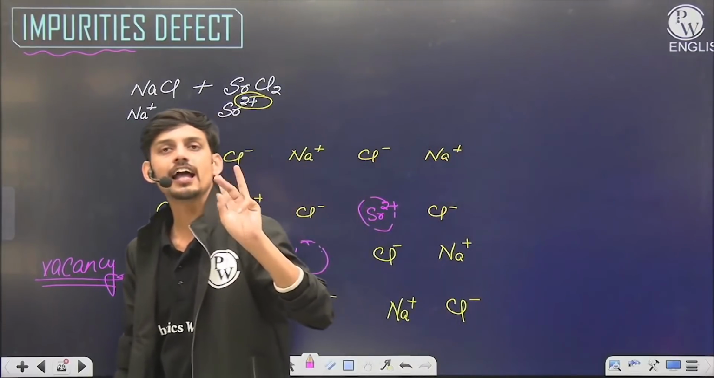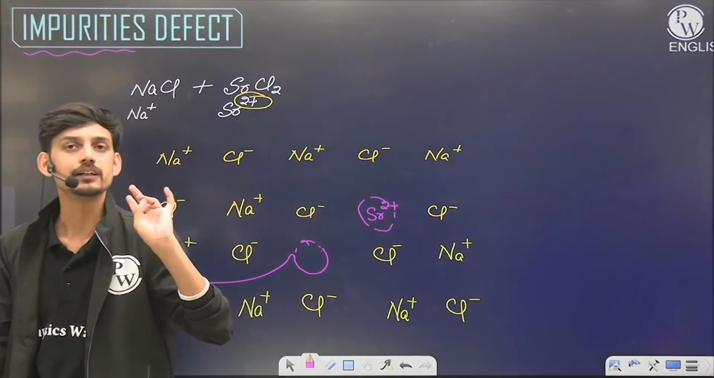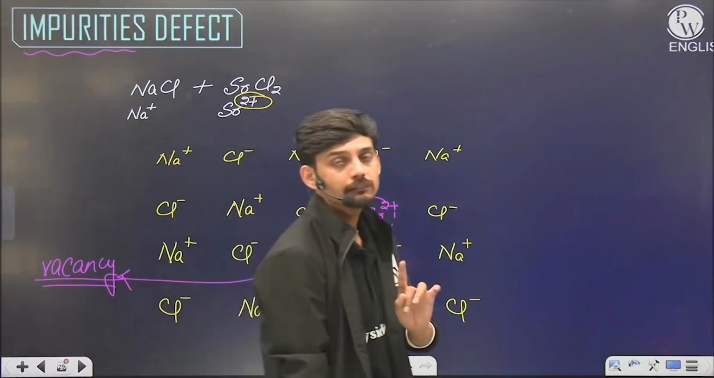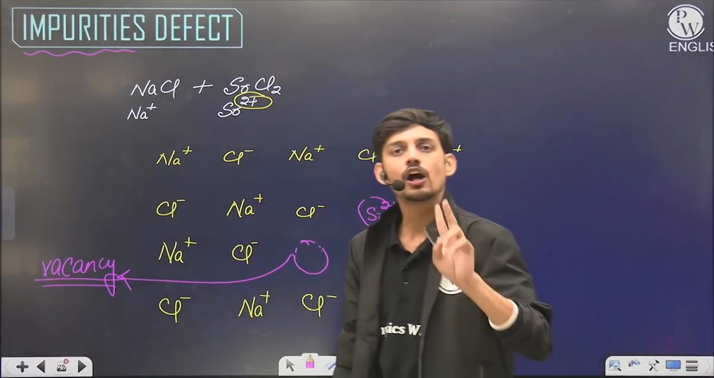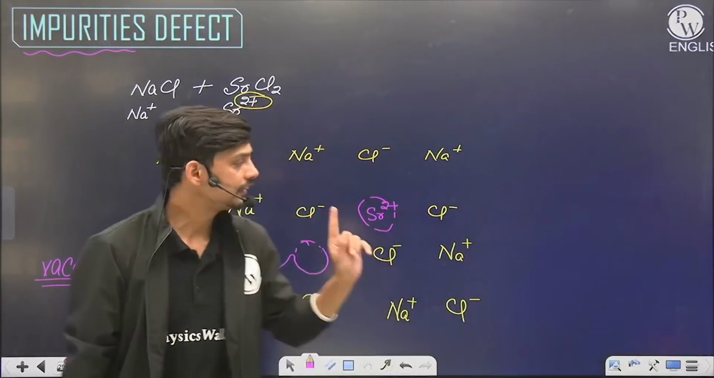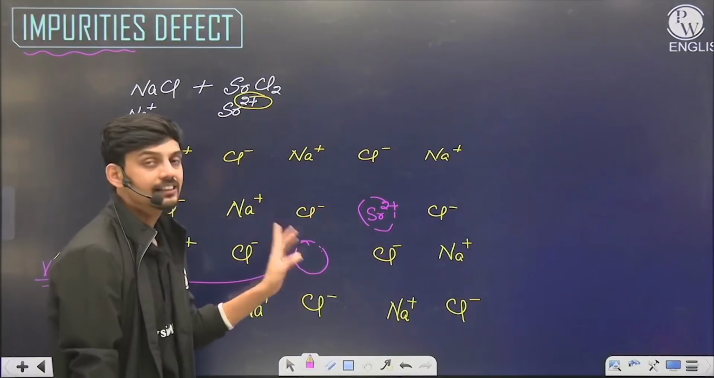So 2 of the sodium ion spaces will be empty, will be vacant. So aluminum 3 plus ion will create 2 vacancies per ion. Strontium creates 1 vacancy per ion.